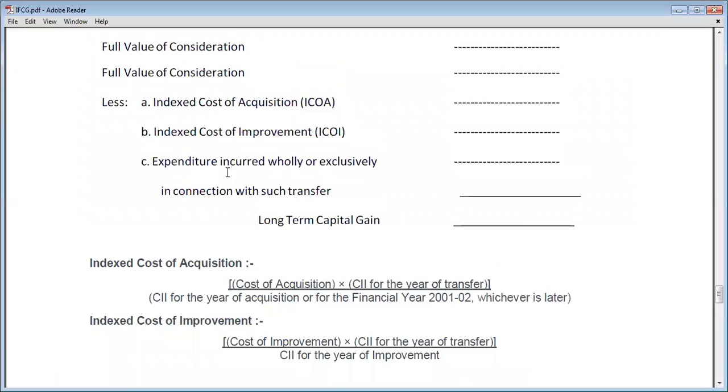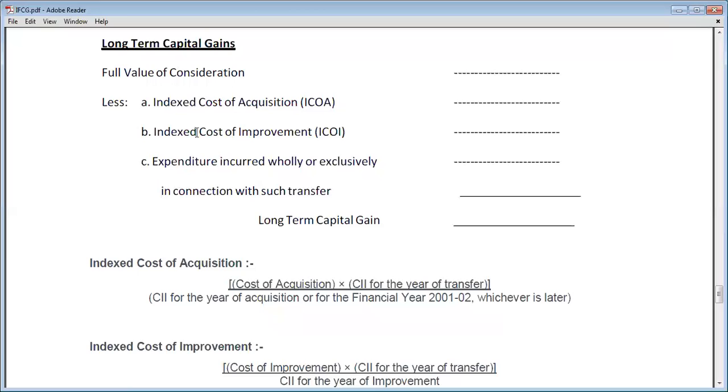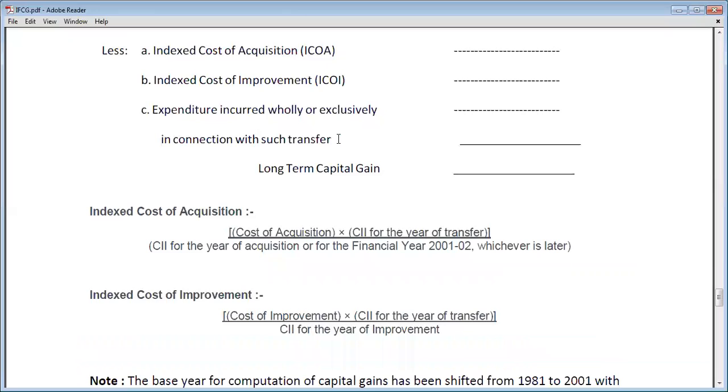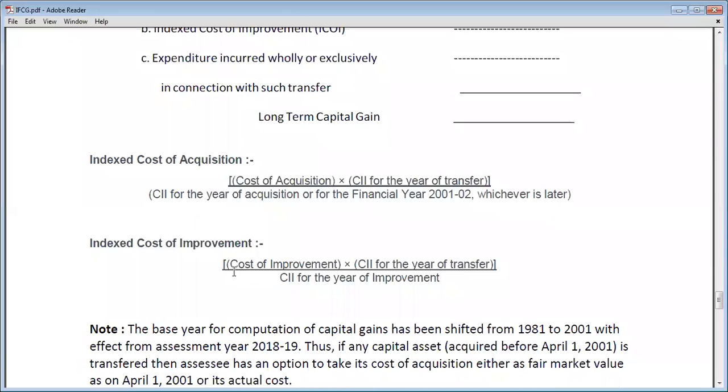Then we will compute the indexed cost of improvement. How will we calculate the indexed cost of improvement? For that, cost of improvement multiplied by the CII of the year of transfer, upon the CII of the year of improvement. So it is the same formula, but in place of cost of acquisition we have cost of improvement. The formula is the same, but we have put the cost of improvement in the place of cost of acquisition. This is the only minor difference between the two formulas.